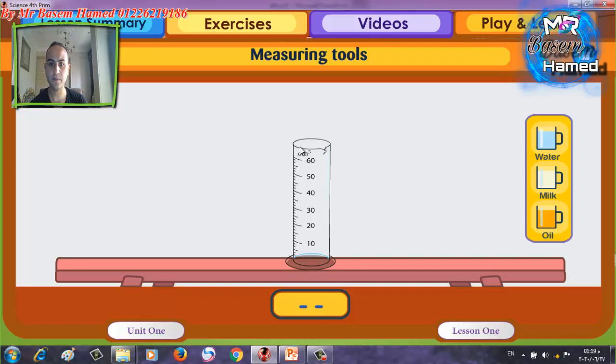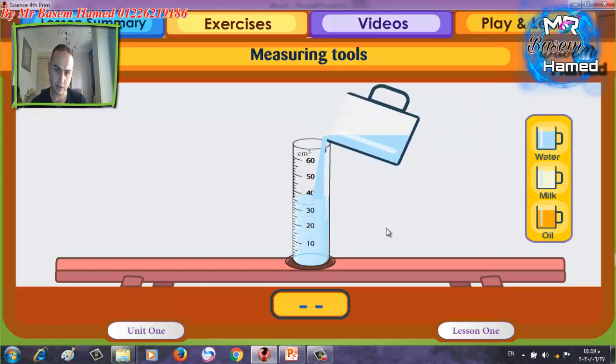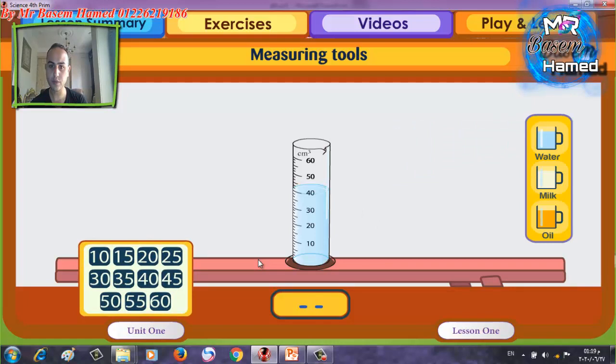Cubic centimeter is the measuring unit for the volume of liquids. So if we pour this water inside, what is the volume of this water? I think it's 10, 20, 30, 40. 40 what? 40 cubic centimeters. And what about the milk?